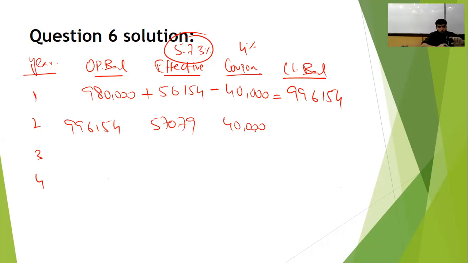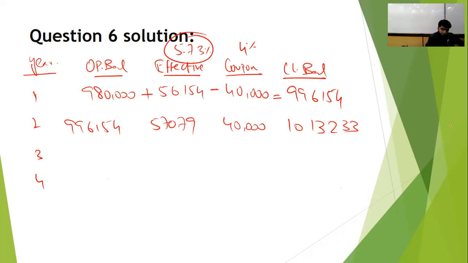Again, what happened? 9,96,154 was invested. You earned an amount of interest that is 57,079, and you received an amount of interest that is 40,000. So the net or the closing balance would be 996,154 plus 57,079 minus 40,000. This will make 10,13,233. Yes, you may round off. But definitely, if you round off the figures, you will have a rounding off error at the end of the question. So it's not a big deal.